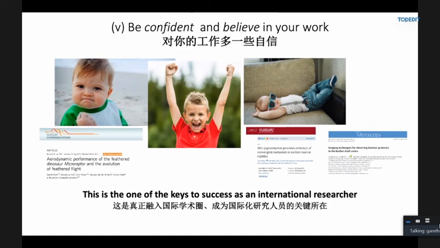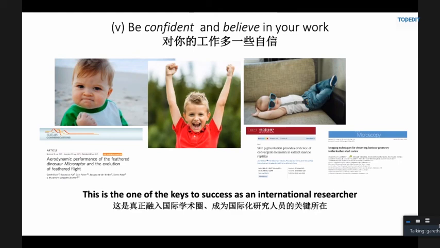We can train you, we can help you to be more confident when you network, when you meet people, when you interact with colleagues, when you give presentations, and when you write your articles and respond to peer review. It really is one of the keys to success as an international researcher.